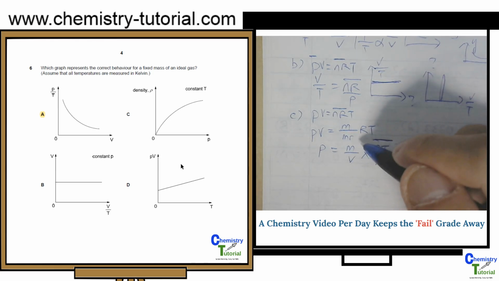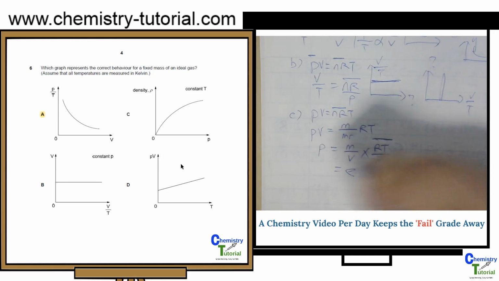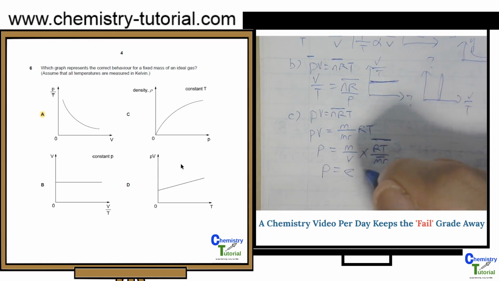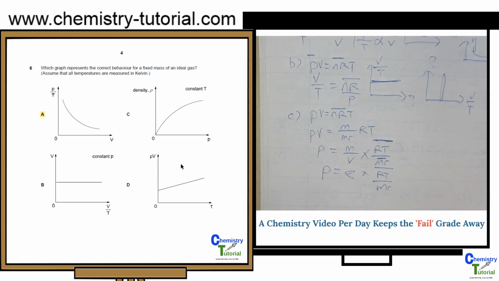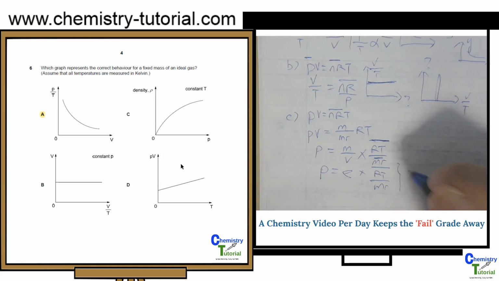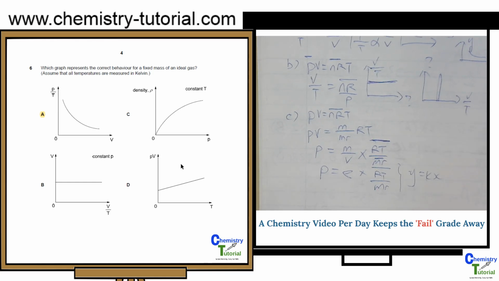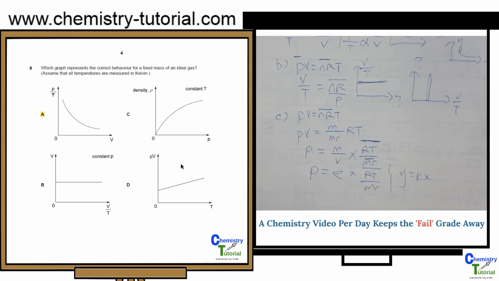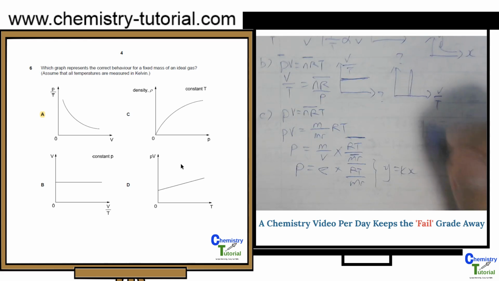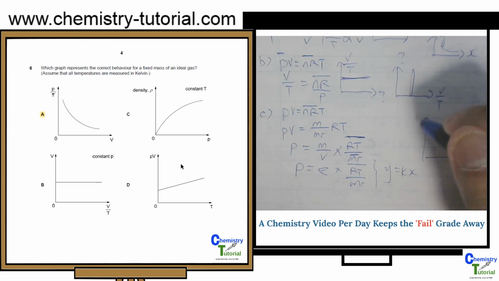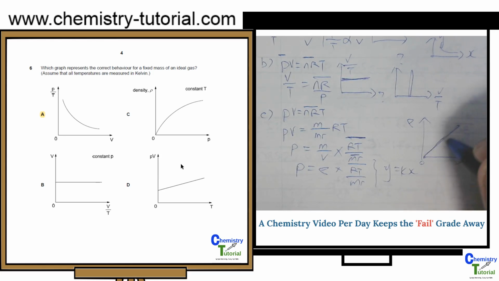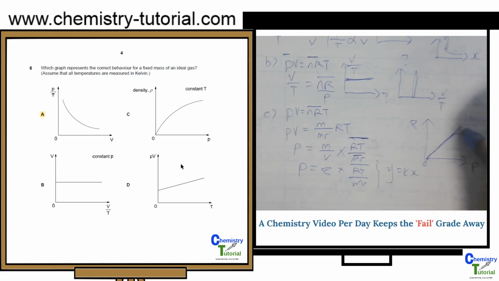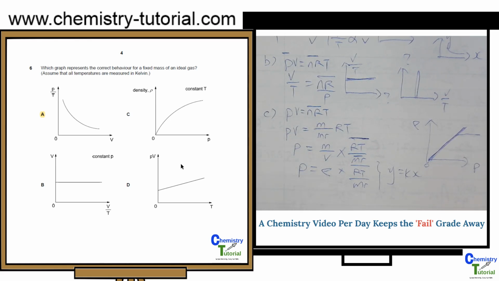That means P equals m over V, and m over V we know is density. So P equals density times RT over Mr, where RT over Mr is a constant. Hence, this is similar to sketching a graph of y equals kx. In other words, the graph for option C should look something like this. What we should have is a straight line passing through the origin, and not a curve that flattens out at the end. So option C is out.